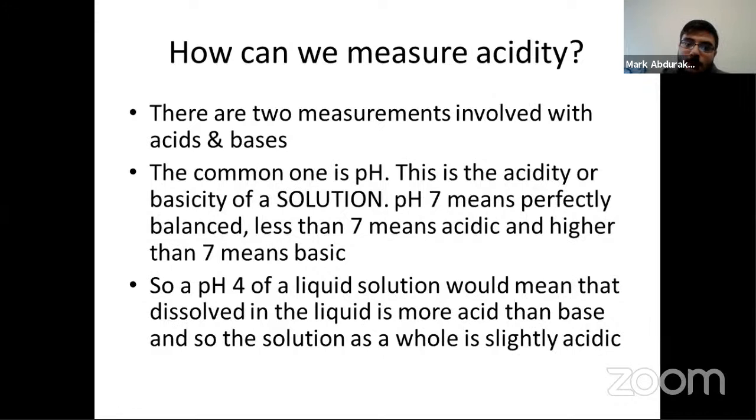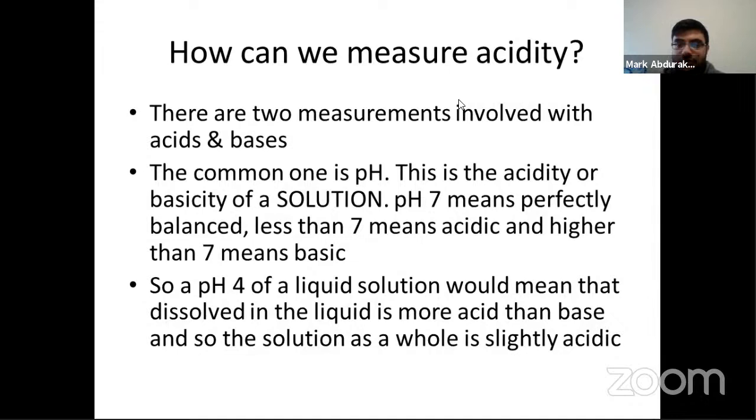Okay. All right. How can we measure acidity? There are two measurements involved with acids and bases. They're very different from each other, so I don't want you to group them together, but I just want you to know there are two different measurements, okay? The common one is pH, and I'm sure you've heard this before.